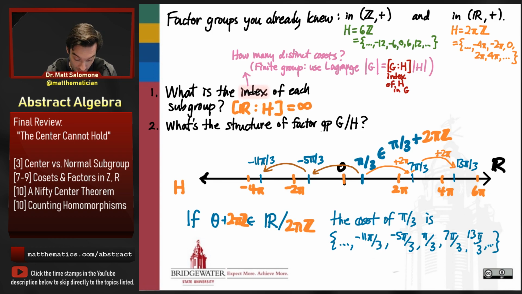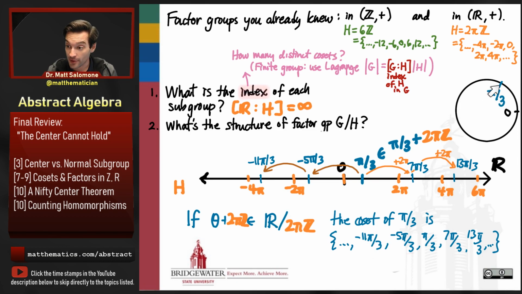Right? So, taking R and taking its quotient, its factor group, by 2 pi Z, really has the effect of wrapping the real line around the unit circle. So on my unit circle, usually we put the angle 0 over here at the right-hand position, right? And then pi over 3 is going to be somewhere like here. That's my 60-degree angle, right? There's my angle of pi over 3.